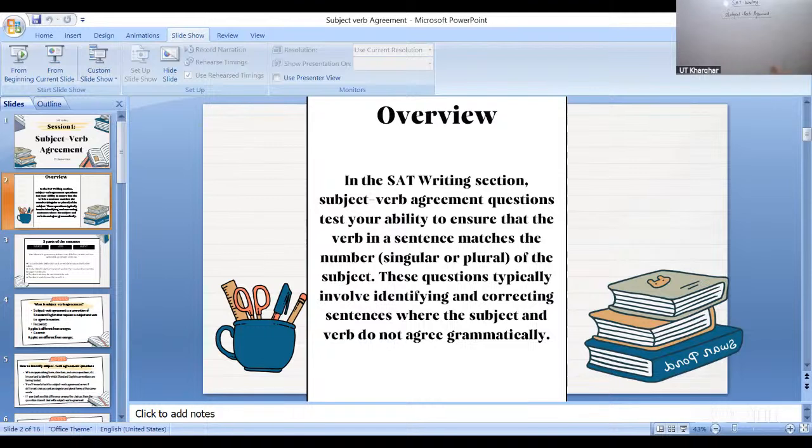So we will be dealing with the subject verb agreement today. So we have Avishi in class. She just came in class. So I think everybody was late today. She also joined late. Okay, no problem. We'll try to complete this today's lecture, and I think it is quite easy. Okay, so in the SAT writing section, subject verb agreement questions test your ability to ensure that the verb in the sentence matches the number, singular or plural, of the subject.